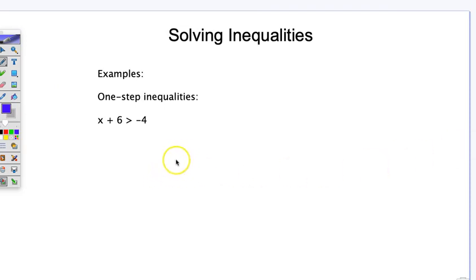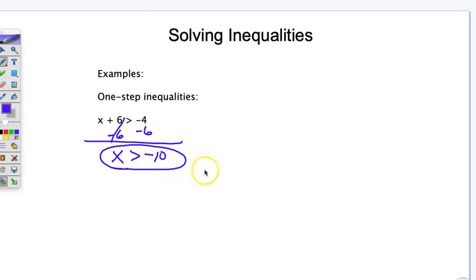The first one is just a one-step inequality. So just like a one-step equation, it will only take us one step to solve it. So you can see x, our variable, is here. Instead of an equal sign, we have an inequality sign, a greater than symbol. So let's subtract 6 on both sides. These two would equal 0, and we have x is greater than negative 10. So you can see our answer x can be greater than negative 10. That would include a variety of answers.